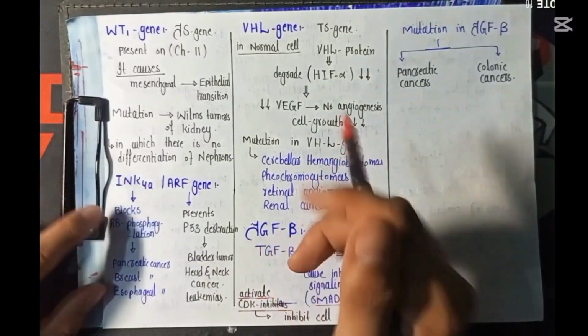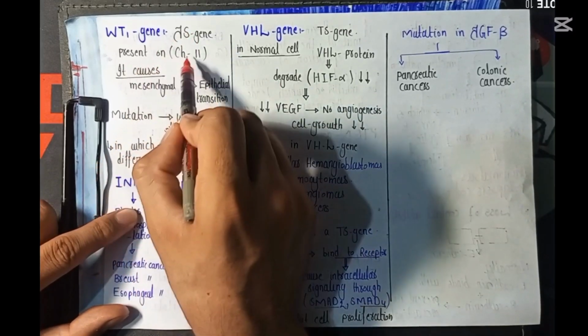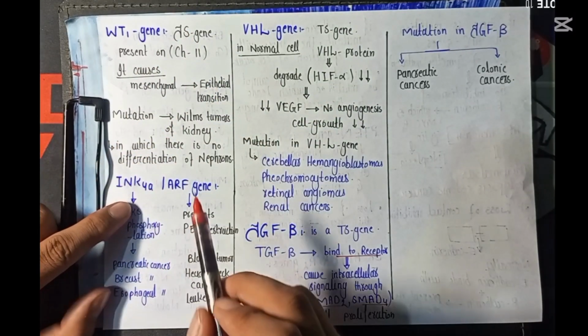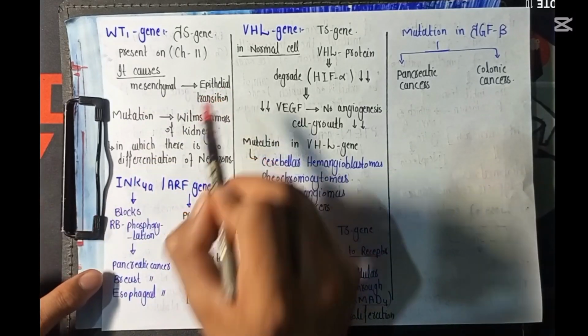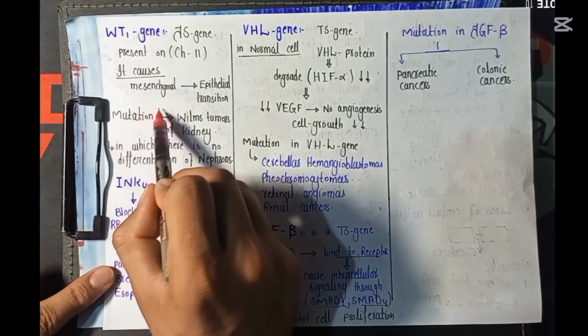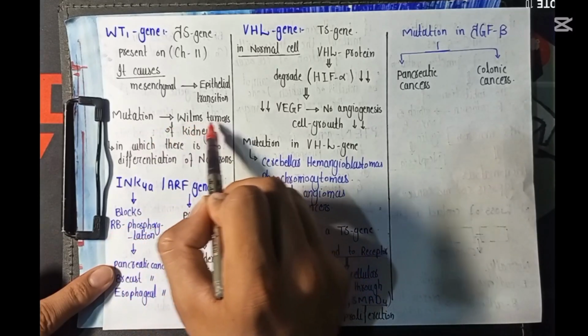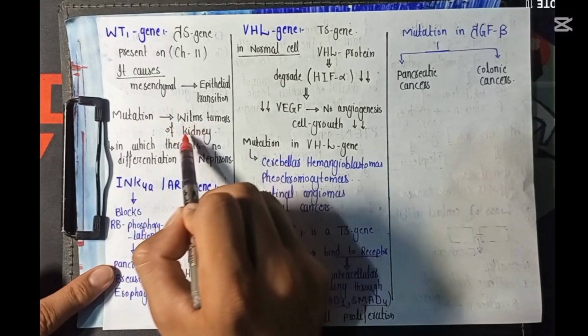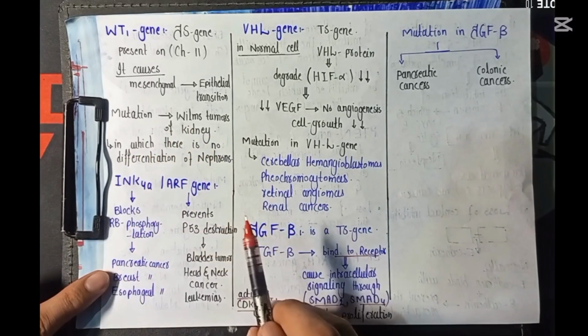The next tumor suppressor gene is the WT1 gene, which is a tumor suppressor gene present on chromosome number 11. And the WT1 gene is involved in the mesenchymal to epithelial transition. So if there is a loss of function mutation in the WT1 gene, it will lead to the development of Wilms tumor, which is a tumor of the kidney. And in Wilms tumor, there is no differentiation of the nephron.